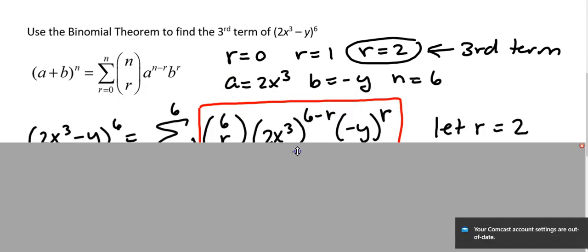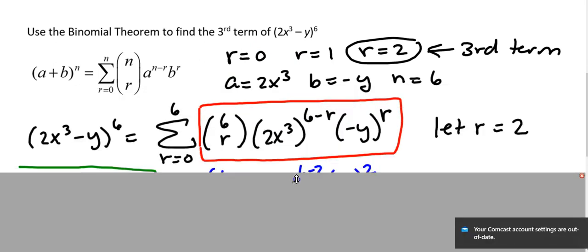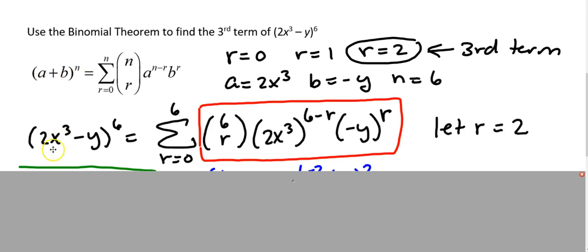Okay, so here's my setup of my binomial theorem. All right, so I'm going to substitute for a plus b to the n, 2x cubed minus y to the 6th, which means every place there's an n is a 6. Every place where the a is becomes 2x cubed, and where the b is negative y.